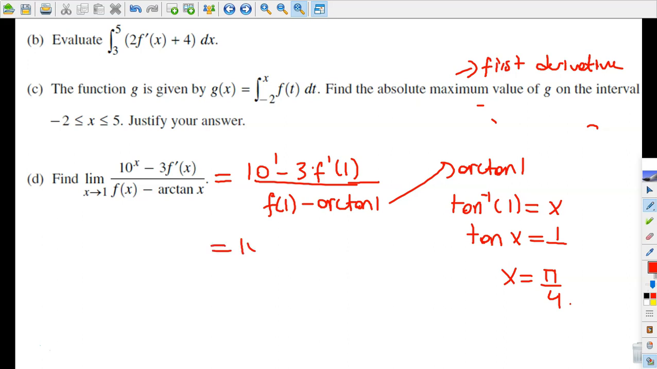Alright, so this equals 10 minus 3 times f prime of 1. So f prime of 1 is 2, so 3 times 2, divided by f of 1, which is equal to 1, so 1 minus pi over 4. If I simplify this expression, we're going to get the simplest form, which is 16 divided by 4 minus pi. Okay, so for part D, we've just applied the plug-in method, and then we arrived at this answer, 16 divided by 4 minus pi. Alright guys, in this video we've done question 3 from the 2019 AP Calculus free response portion.